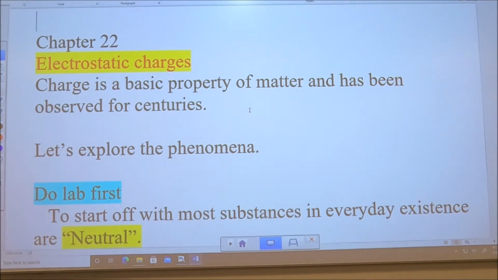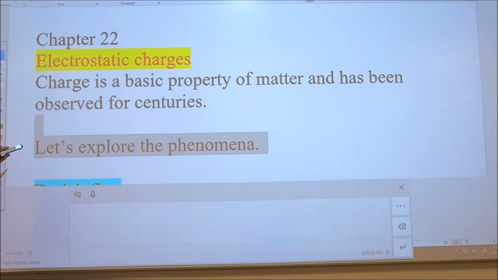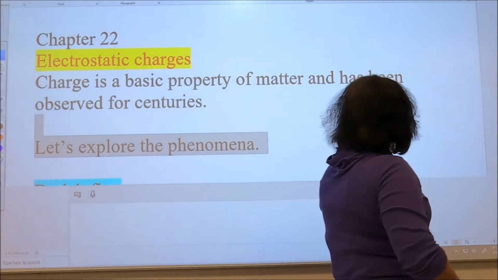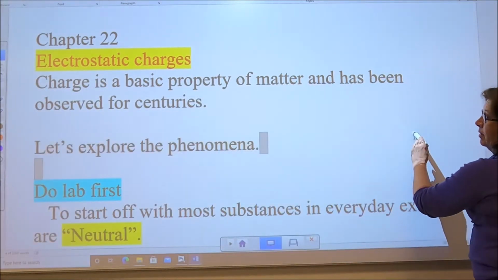They knew about rubbing fur on amber and creating sparks. So we've known about charge for a long time.